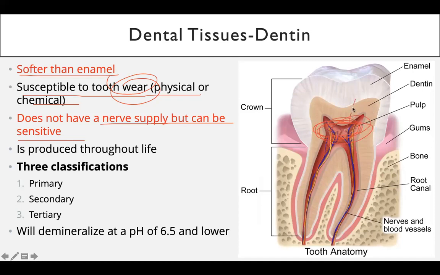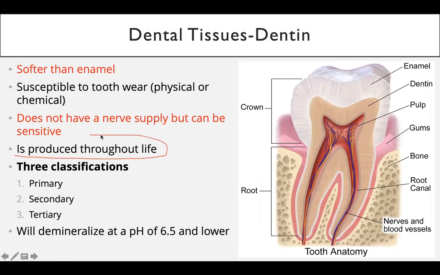So if there is a cavity formation, cavity is tooth decay. One form of tooth decay goes down with no pain, and then it reaches the dentin, and then there is innervation, so there will be pain. Dentin is produced throughout life. It can be renewed, but enamel once lost cannot be replaced. So this is a comparison. There are three classifications: primary, secondary, and tertiary dentin.